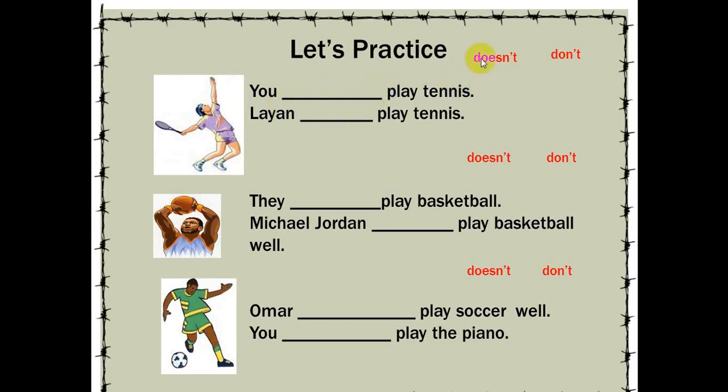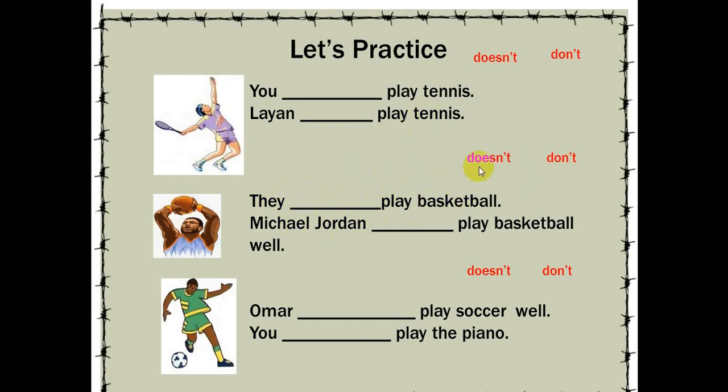Here, are we going to use don't or doesn't? Yes, we are going to use don't here. You don't play tennis. Layan doesn't play tennis or don't play tennis? Layan doesn't play tennis, because the pronoun of Layan is she. She doesn't play tennis. They doesn't or they don't play basketball? Yes, they don't play basketball.